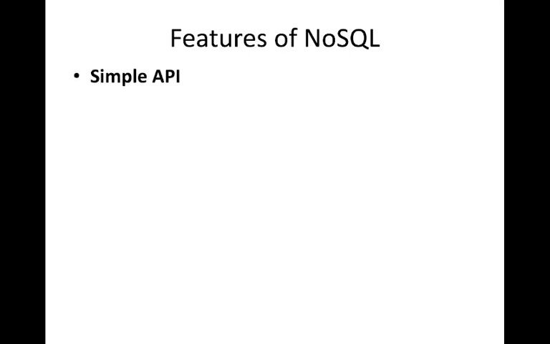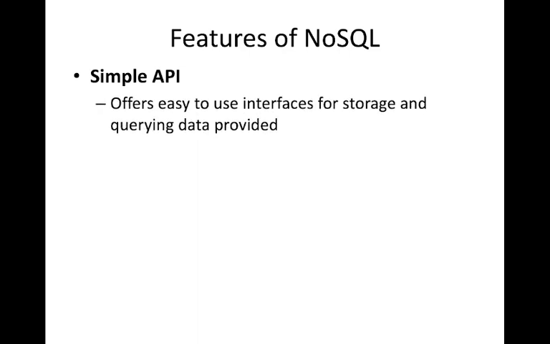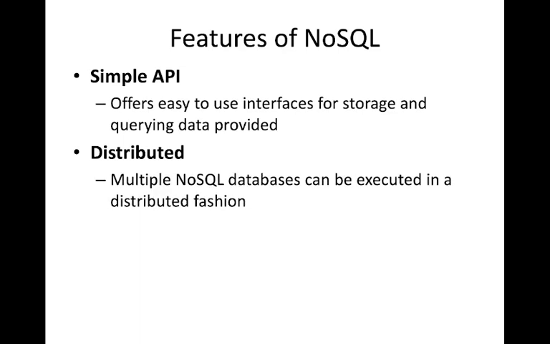Then we have a simple API, that is, application programming interface. It is simple because we can easily query or do all these manipulations in a web interface manner. So it offers easy-to-use interfaces for storage and querying data. Another feature is that it is distributed. It is distributed means multiple NoSQL databases can be executed in a distributed fashion. That means the database itself is distributed.